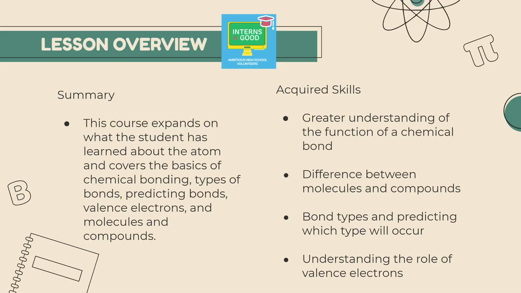In a nutshell, this course will expand on what you have learned about the atom. This means topics like atomic charge and the role of protons, neutrons, and electrons. This will also cover the basics of chemical bonding, including types of bonds, predicting those bonds, the role of valence electrons, and the difference between a molecule and a compound. By the end of today, you'll have a strong understanding of why chemical bonds occur and why they are important. You'll also be able to identify different bonds, as well as predict which type of bond will form between two atoms. So, unlike my last video, this lesson is much more focused on the concepts of chemical bonding, and not so math heavy, which will be kinda nice.